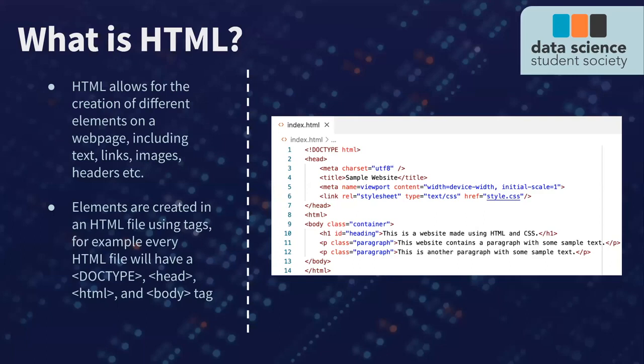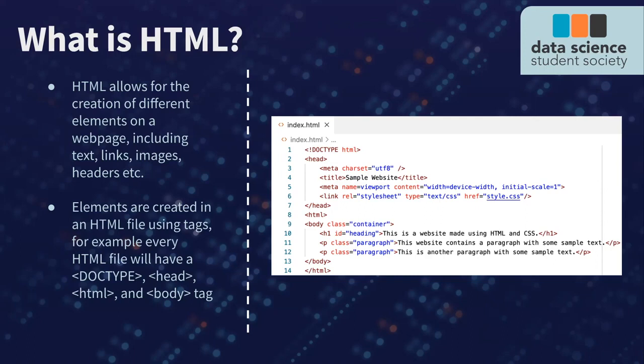HTML allows for the creation of different elements on a web page, including text, links, images, headers, etc. Elements are created in an HTML file using tags. For example, every HTML file will have a doctype, head, HTML, and body tag. To the right, you can see the sample HTML file. Let's go over each of the tags present in the file and what they do.